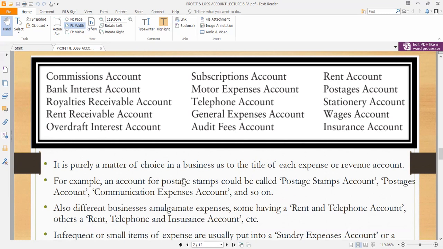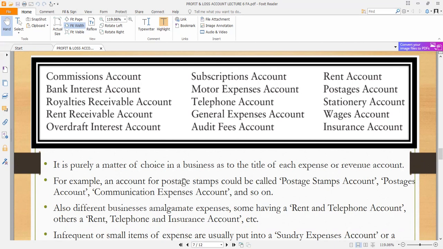Now, it is purely a matter of choice in a business as to the title of each expense or revenue account. Of course, as an accountant, you can name the accounts depending on what you want them to have and how you want them to look. However, the purpose should be among any of the above.